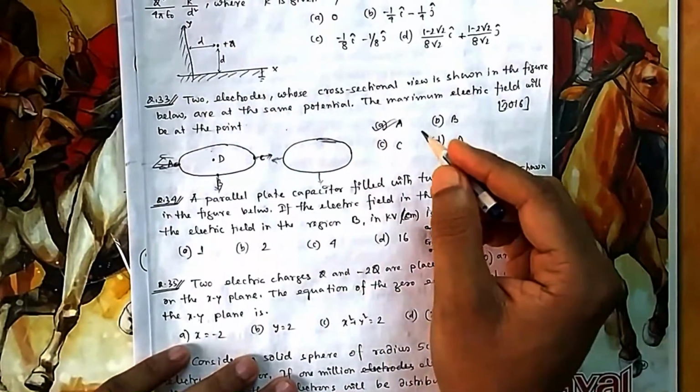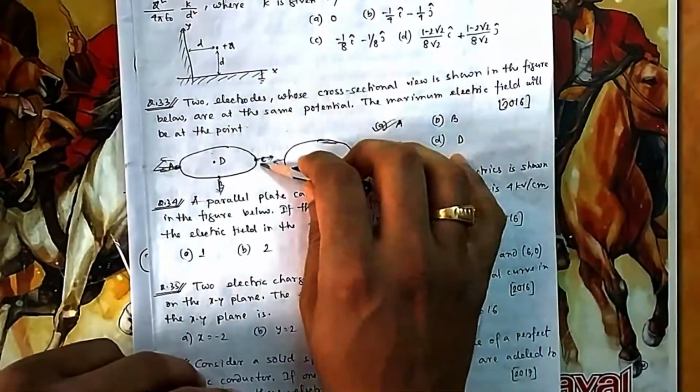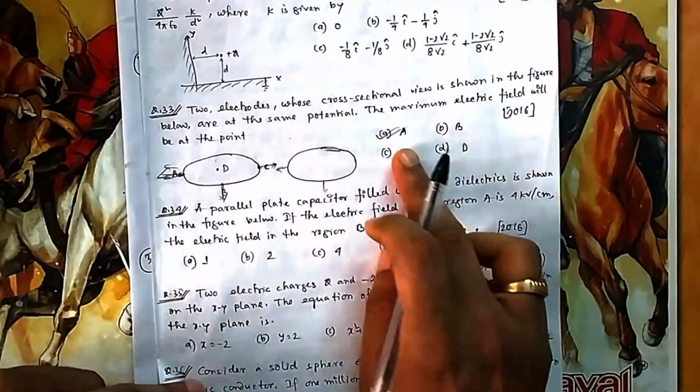So A will be the correct option, because at A both the electric fields are going out, so both will be added. At C, both will be subtracted. So the maximum will be when these are added, that is at A.